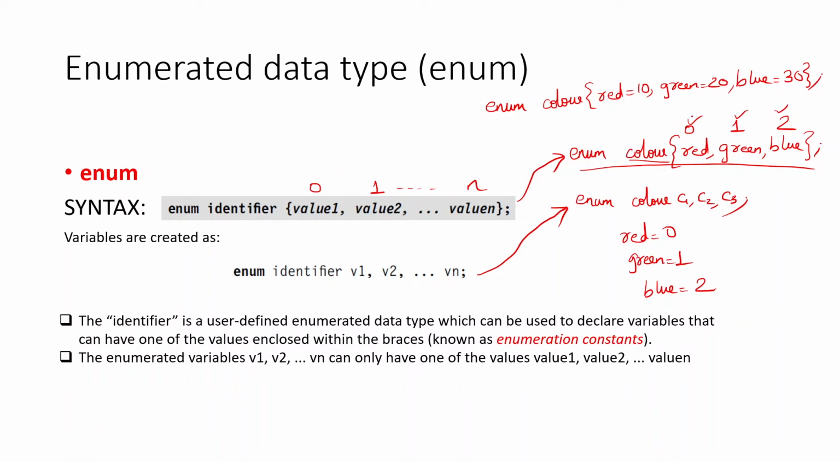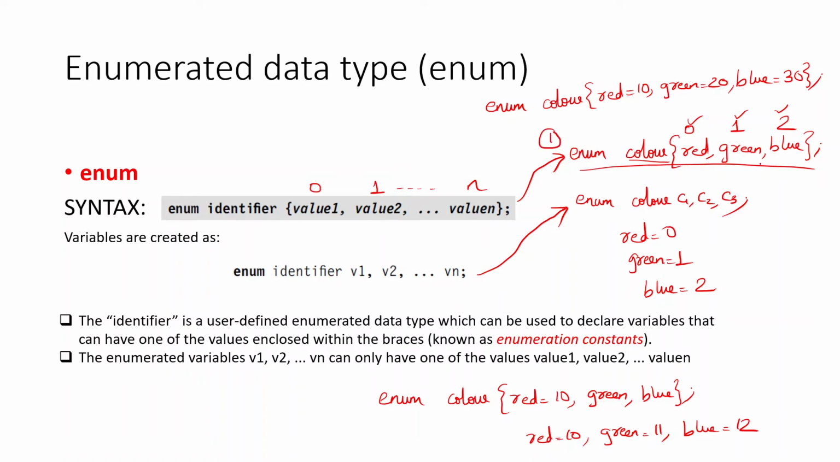And I will tell you one more case. That is the third case, when I write enum color, red equals 10, then only the starting value is specified, then green, blue like this. If I write like this, red value is 10, green will obviously be the very next value, 11, and blue value will be 12. So these are the three cases.